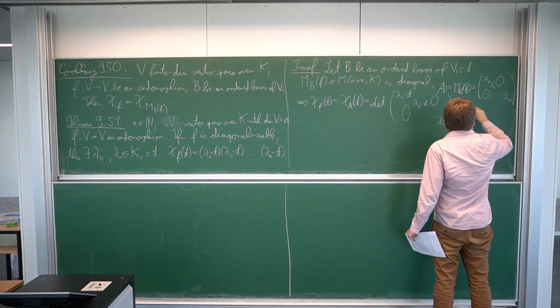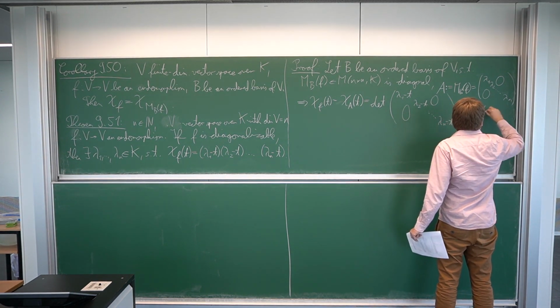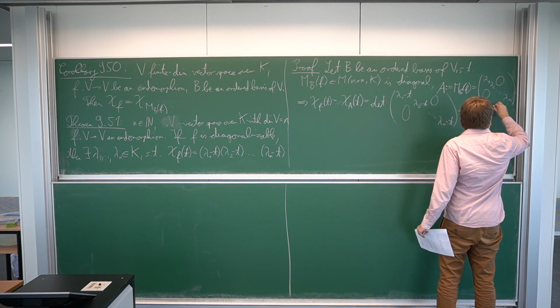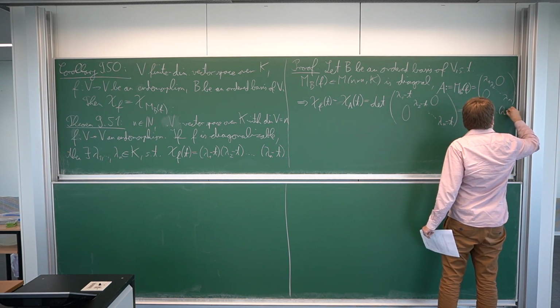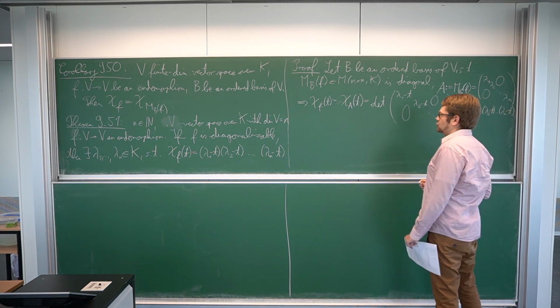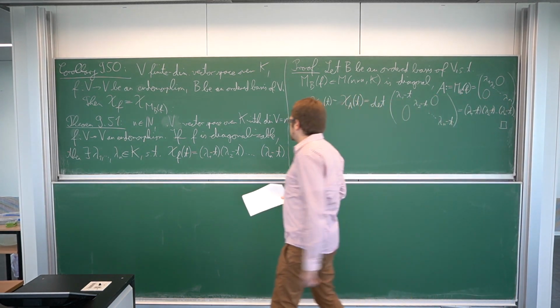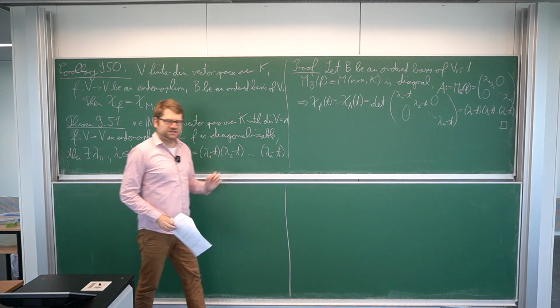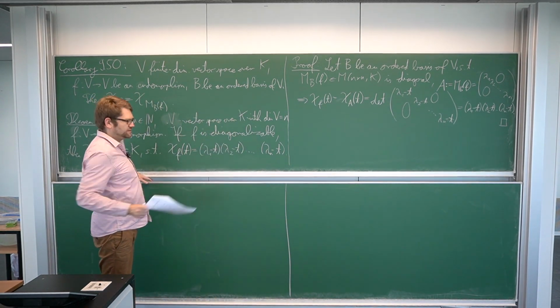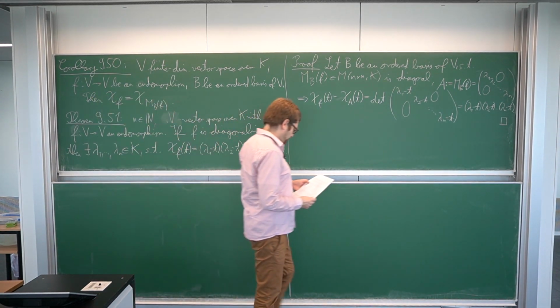This is just lambda 1 minus t times lambda 2 minus t, and so on to lambda n minus t. And this is what we wanted to show. This is the statement. So we just use that we have a basis with a really simple matrix representation, and we already get this nice property of the characteristic polynomial.